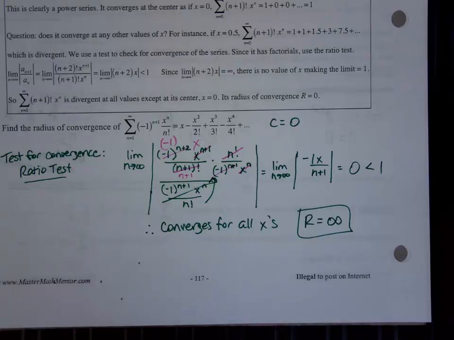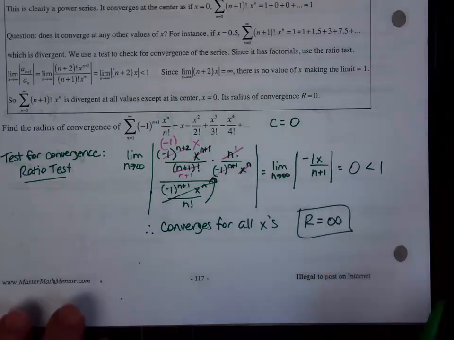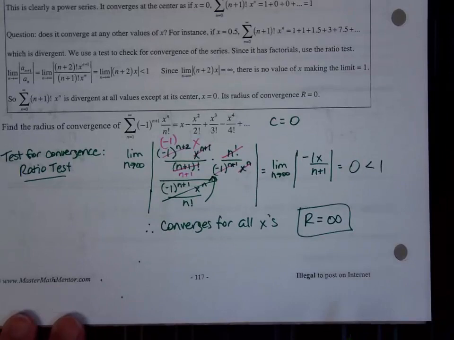Because it was a 1 in the parentheses with the x. So if it was x minus 5, it would be 5. If it was x plus 5, it would be negative 5. Yes, ma'am. You got it. Any other questions before we move on? Are we good on the radius?